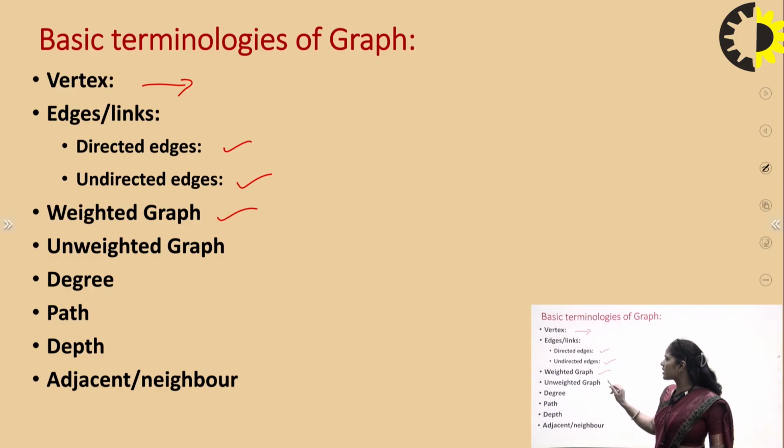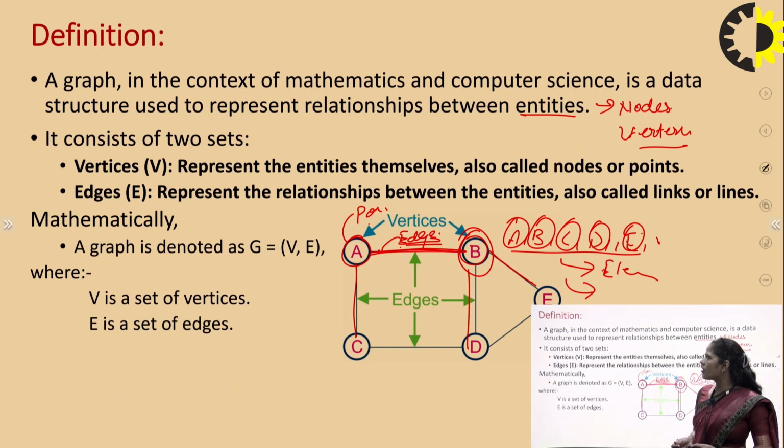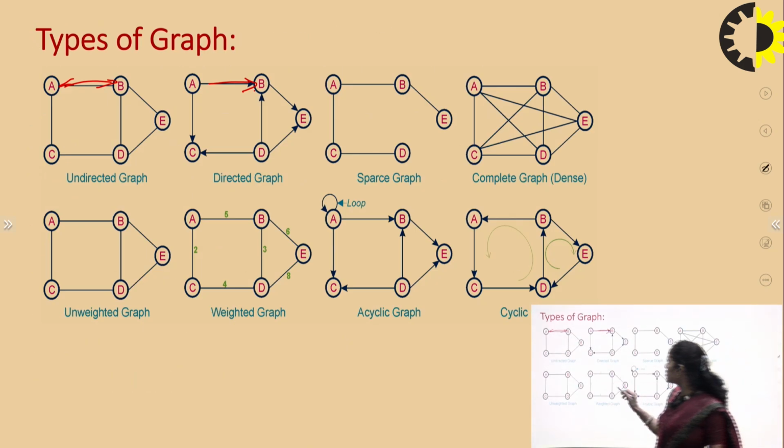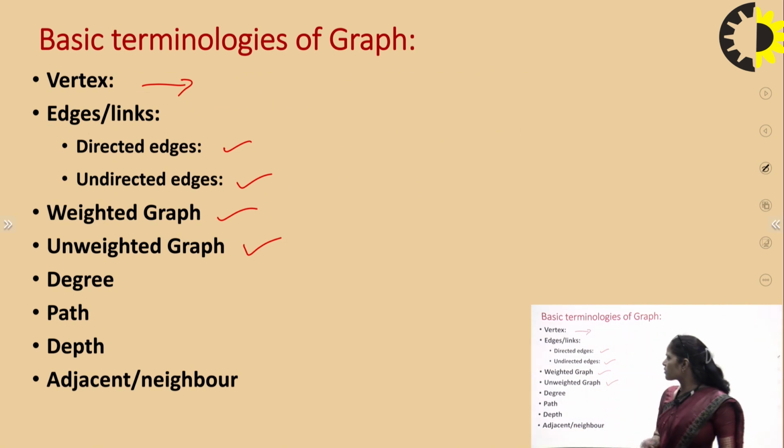Next, we have a weighted graph and an unweighted graph. If edges have some weights, some values, that is called a weighted graph. In this one, the edges have no specific value and no weight is assigned. But in this graph, we have some weights, and these weights are used for calculating some minimum path, or you can say minimum route distance. So these are weighted and unweighted graphs. These are some basic terminology regarding the graph.